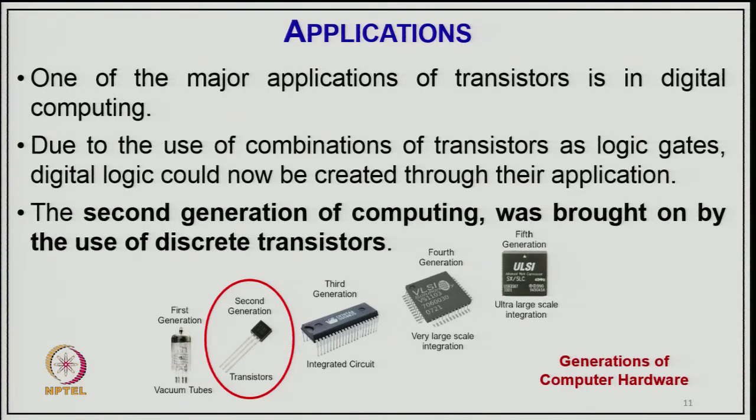One of the major applications of the transistor is in digital computing, and due to the use of a combination of transistors as logic gates, digital logic could now be created through their application. The second generation of computing was brought by the use of discrete transistors, and you can see the first generation was vacuum tube, the second generation transistor, the third generation integrated circuit, the fourth generation very large scale integration, we call it VLSI, and then ultra large scale integration for the fifth generation.